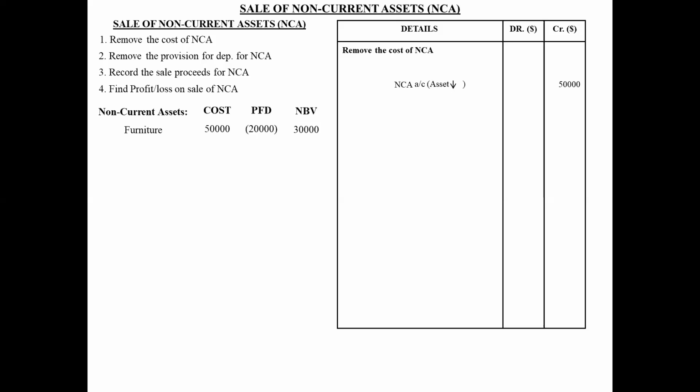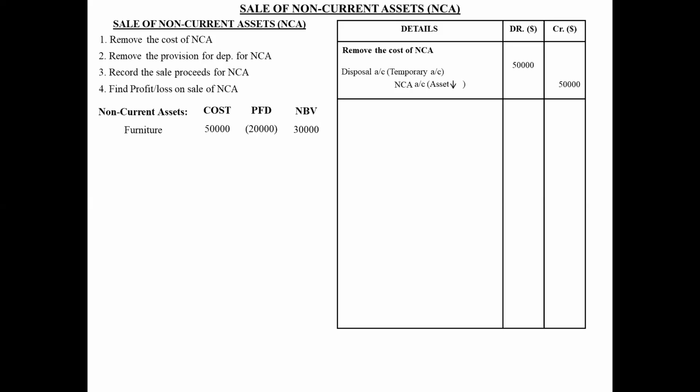So we open a temporary account. Temporary account means the account which will have a zero balance at the end. So that temporary account over here is known as disposal account. So this disposal is temporary account which is opened in this case, and it's written on the debit side, and you'll see at the end it will have a zero balance. So the first journal entry will be disposal account will be entered on the debit side, and non-current asset will be entered on the credit side.